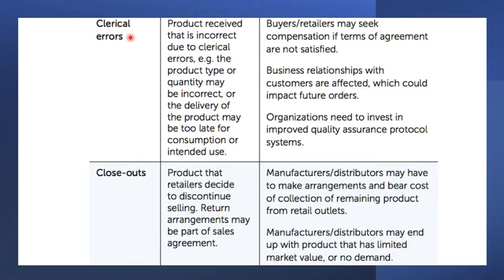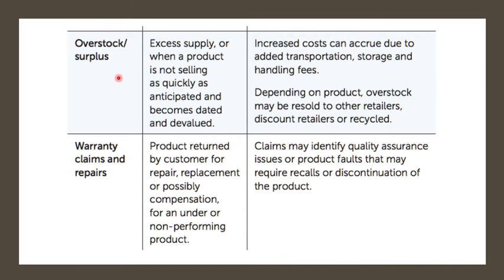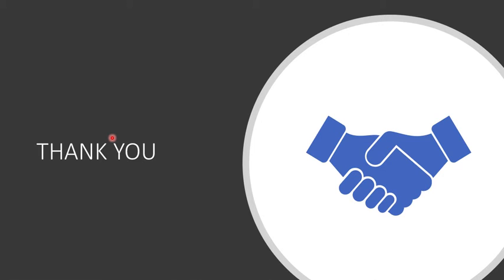Then clerical error products, closeout products, non-defective defective products, recalls and safety issue products, overstock and surplus, warranty claims and repairs. So I hope you get an idea of what are the kinds of product return that a company can be involved in in their process. And in case you have any doubt, then please let me know.